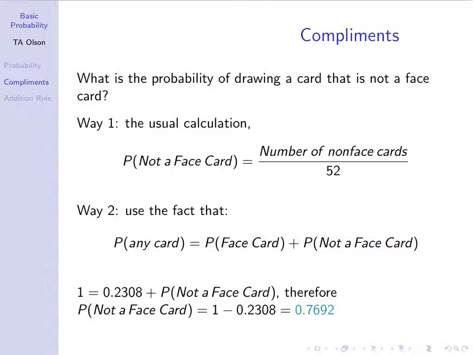So the calculation is going to go like this. The probability that I have something that is not a face card is the probability that I draw any card, which is 1, minus the probability that I draw something that is a face card. And so what's left over is the probability that I draw something that is not a face card, 0.7692. This is a little more than 3/4.